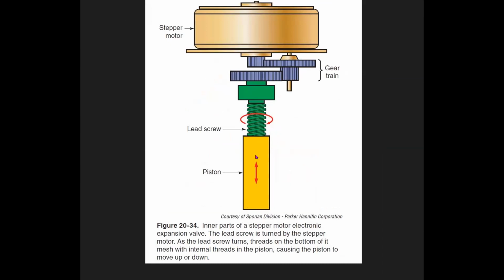Okay, the lead screw is turned up or down by the stepper motor, and as the lead screw turns, the threads on the bottom of it mesh with the internal threads of the piston, causing the piston to move up and down. The piston will travel up and down on the lead screw. Basically, the lead screw is going inside the hollow piston, and the piston is traveling up and down on this, like an internal threading system. Okay? And the piston basically moves up and down. As the entire arrangement cannot move up and down, the piston basically travels up and down on that.